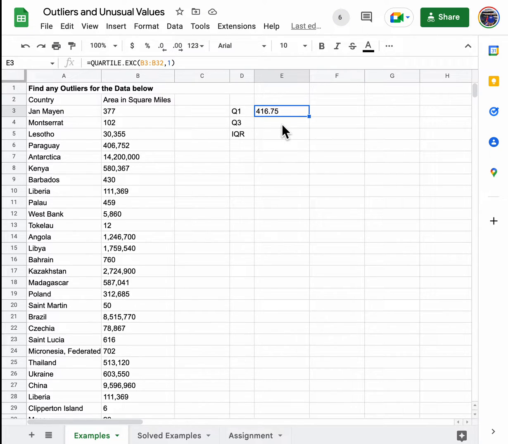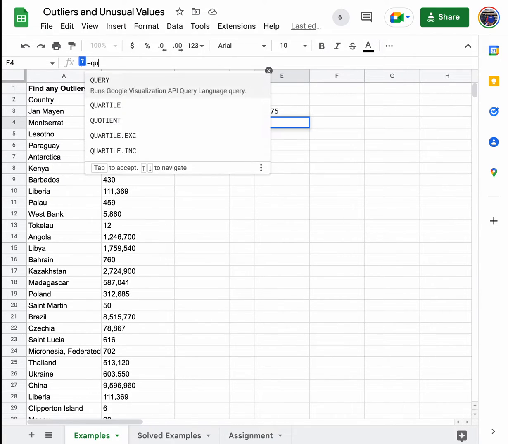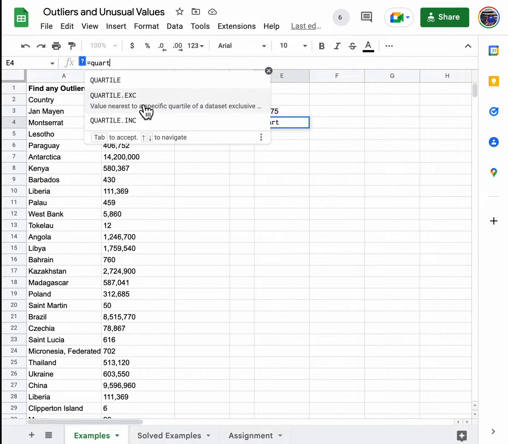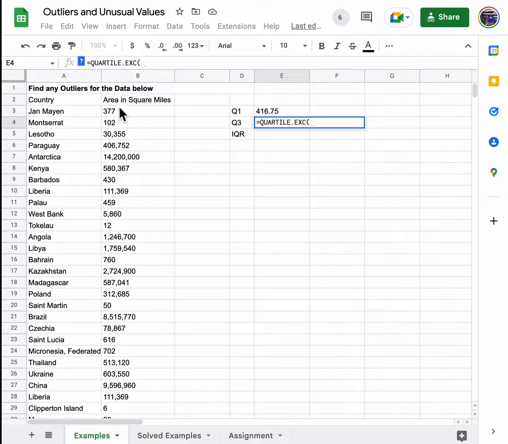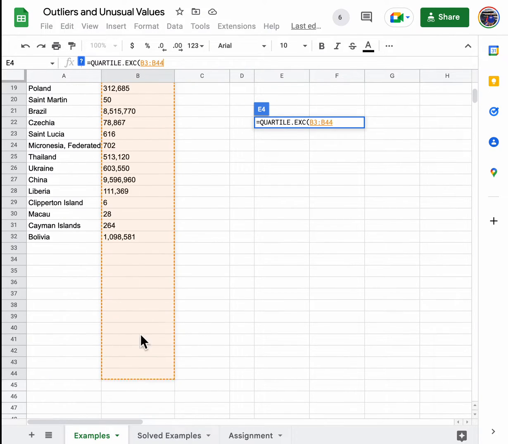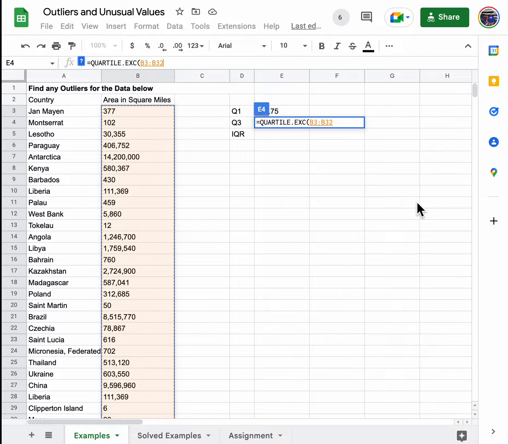All right, I'll do it again for Q3 because it's really the same thing. Equals QUARTILE. You start typing quartile, you see the one that says EXC. Get your data, whether it's by highlighting or typing in B3 colon B32, but then comma 3. The 3 represents the third quartile.